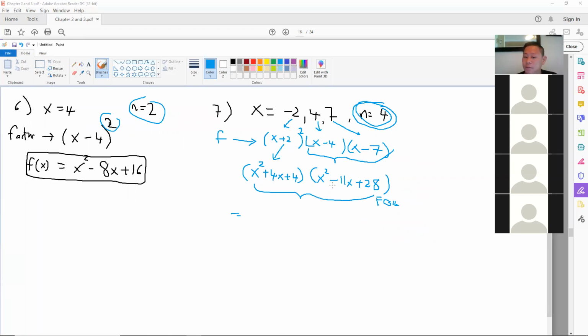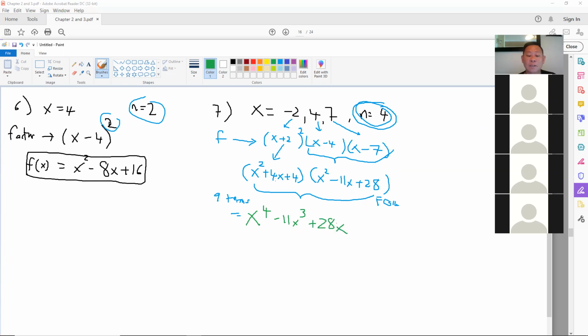Again, this is 3 terms, and this is 3 terms. When you multiply this, you should get 9 terms. Then when you combine like terms, it's fewer. Anyone? x to the power of 4. x squared times negative 11 is negative 11x cubed. x squared times 28, this is 28x squared.